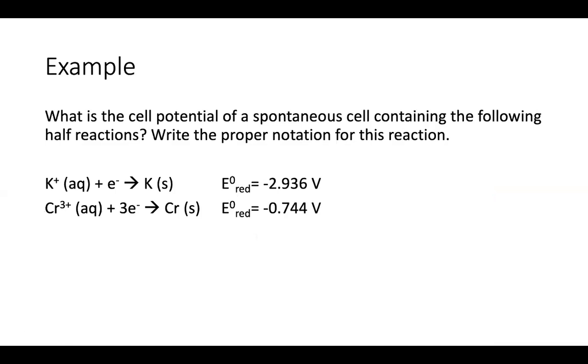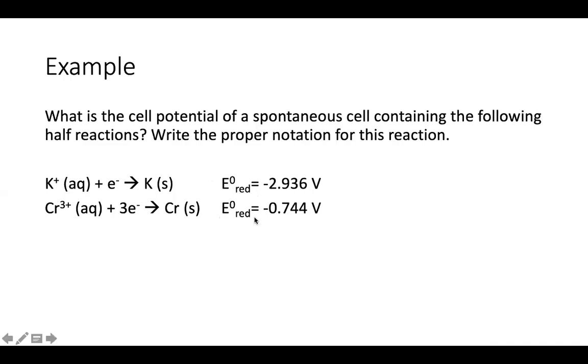Now, the big hint to help us figure this out is in the first sentence. It says this is a spontaneous cell, or a spontaneous reaction. And we know this only occurs when the cell potential, or E value, for our cell is positive. Okay, so I'd ask myself, for both of these reduction potentials, if I change the sign on each of these, would my overall cell potential be positive?